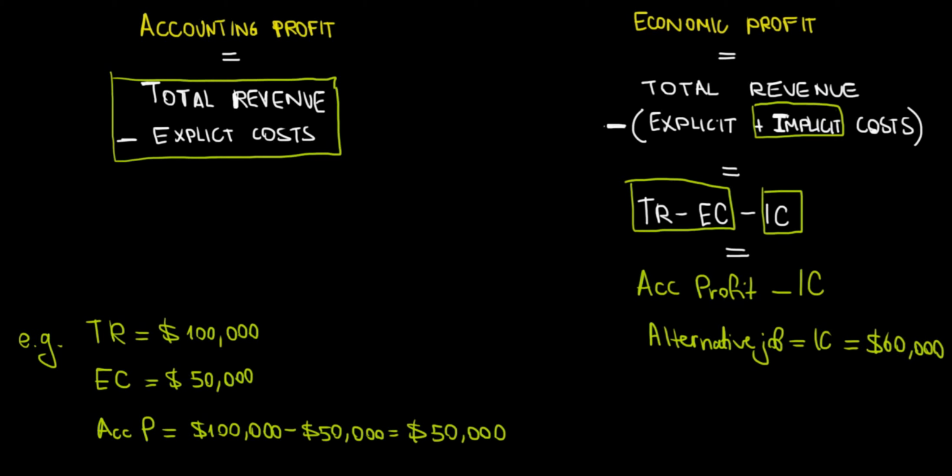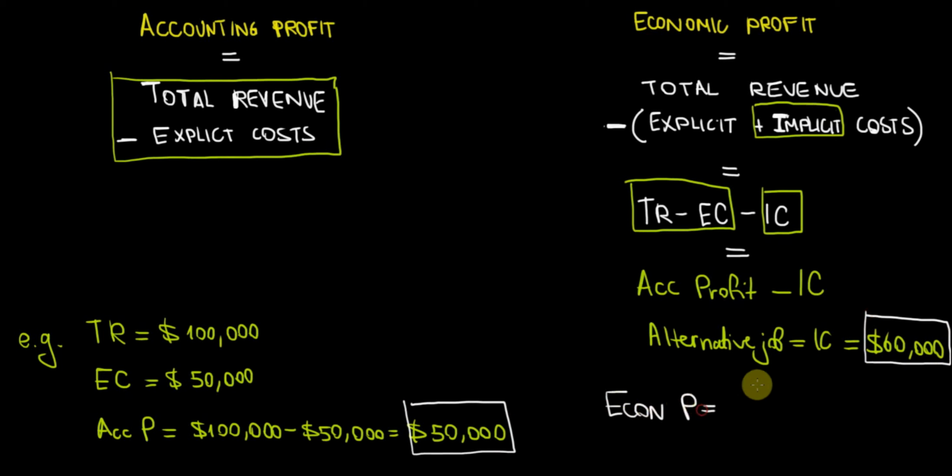With that being said, let's put everything together and calculate the economic profit. The economic profit is the difference between the accounting profit and the implicit cost. The accounting profit is over here, $50,000, and the implicit cost is $60,000. So that means the economic profit is equal to the difference between $50,000 minus $60,000, and that is minus $10,000.